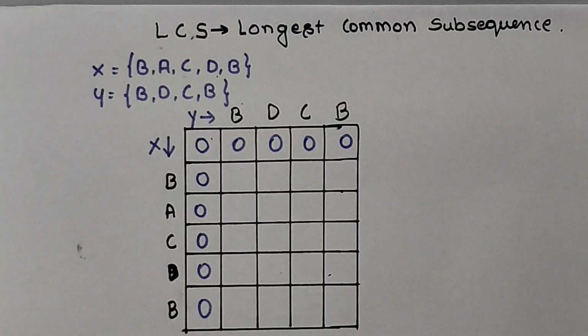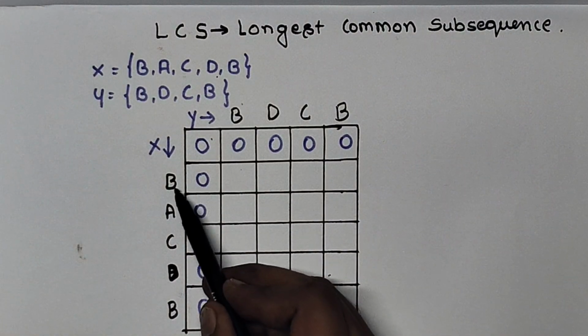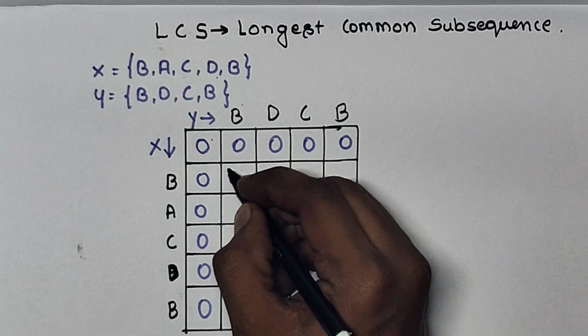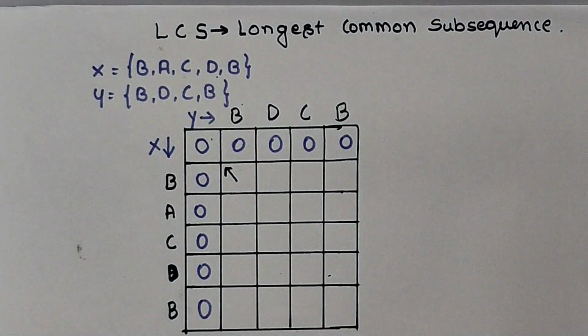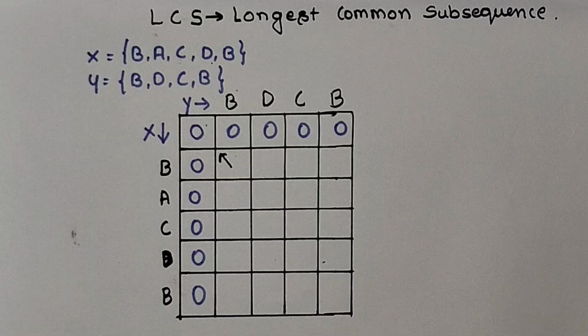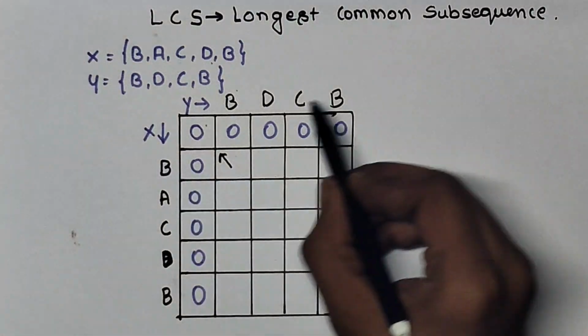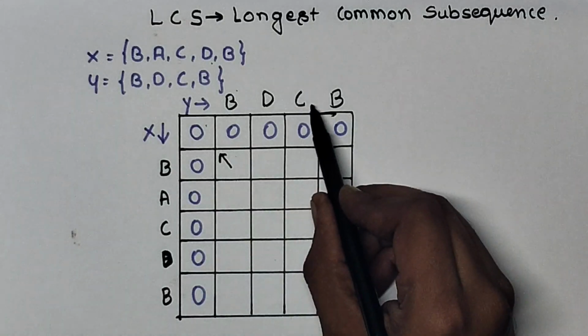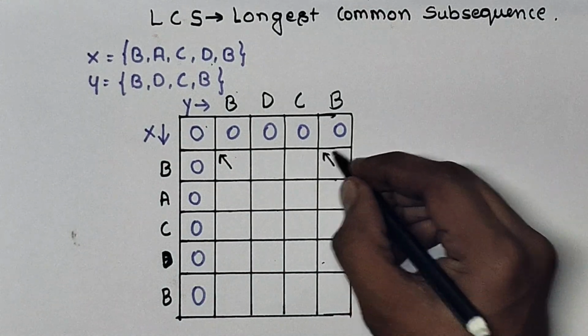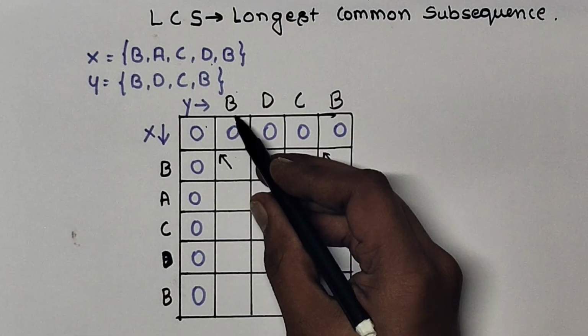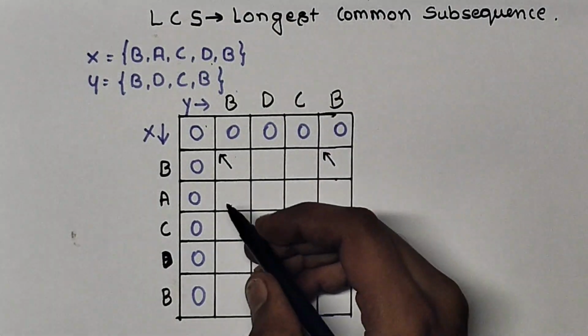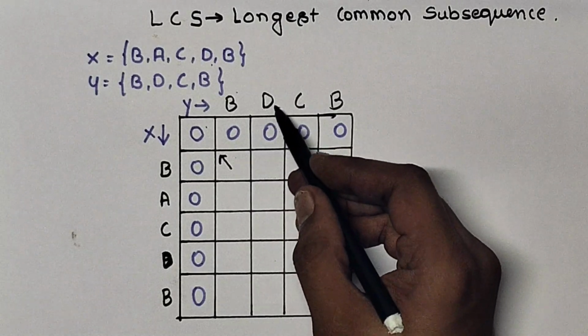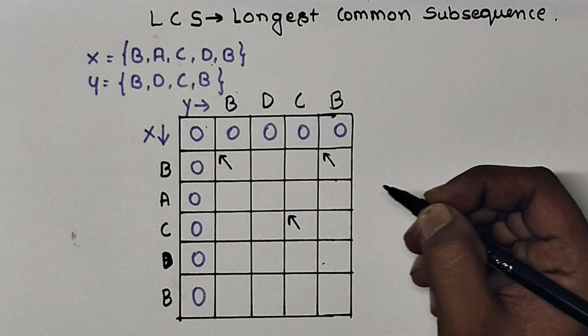The first step to solve the longest common subsequence is to see the matching, that is the common element. If you see here, B and B are both common. So I will show the arrow tilted towards the left side. Now see whether there are any other common elements. B and D, no. B and C, no. B and B, yes, so write the arrow tilted towards the left side. A and B, no. A and D, C, B, no common elements. C and B, no. C, D, no. C and C, yes. So tilted towards the left side.